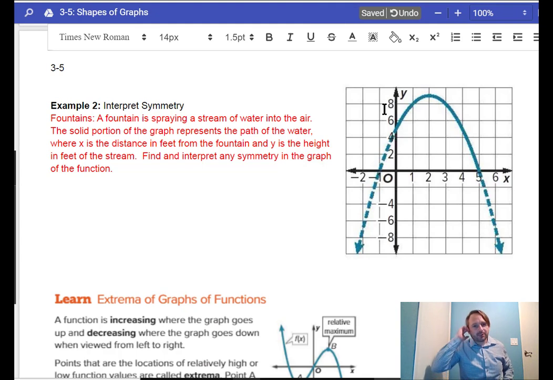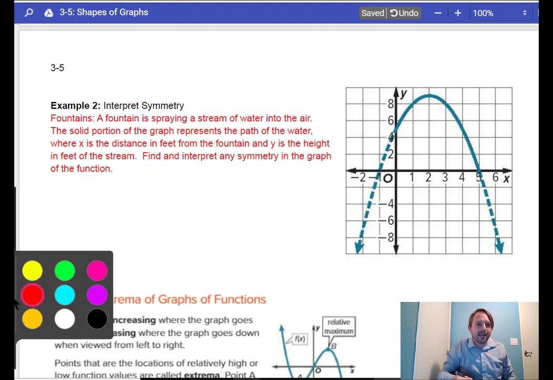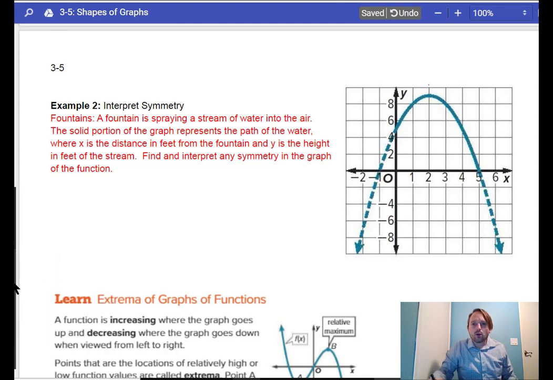So interpret symmetry. Fountains. A fountain is spraying a stream of water into the air. The solid portion of the graph represents the path of the water, where x is the distance in feet from the fountain and y is the height in feet of the stream. Find and interpret any symmetry in the graph. Okay, so it looks like this is one of those parabolic shapes, also known as a quadratic. So it looks like we have line symmetry over x equals 2.